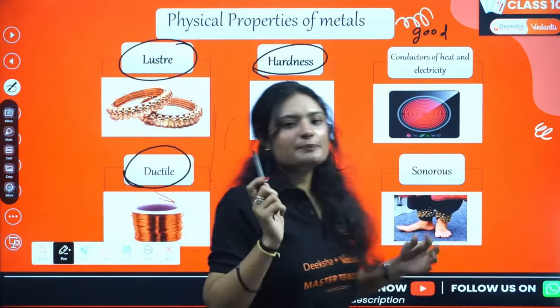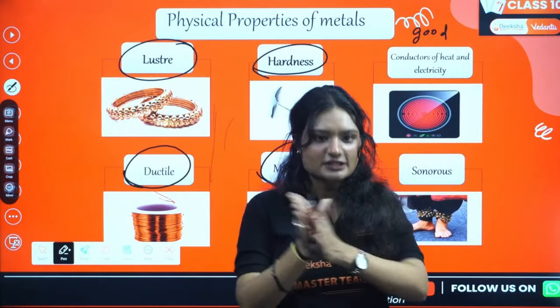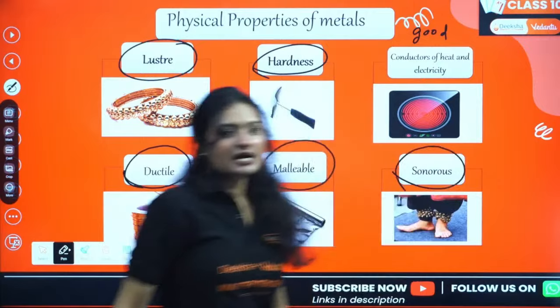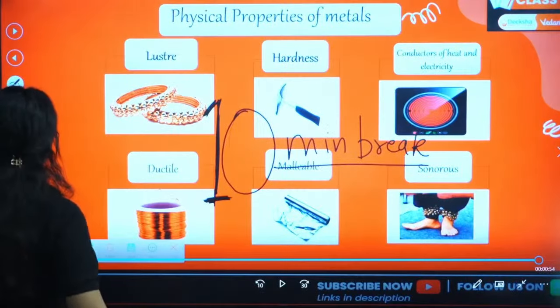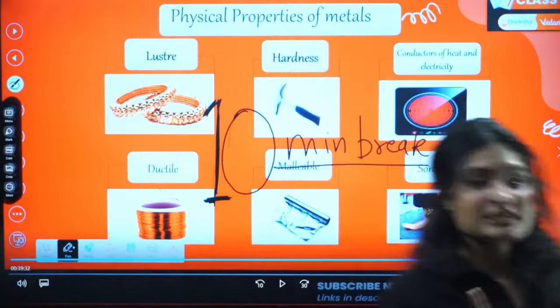Sonorous means metal produces sound. I don't have any metal here. This is a metal, but it doesn't produce sound. But you see, metals do produce sound. They are sonorous. Next, there are some exceptions to it though.